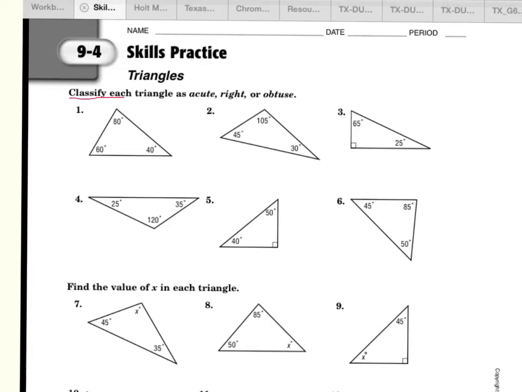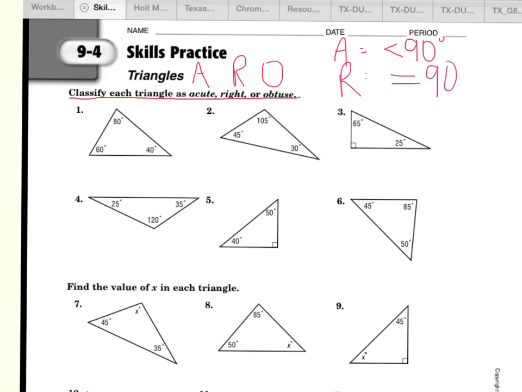The directions say classify each triangle as acute, right, or obtuse. So I'm just going to put A for acute, R for right, and O for obtuse. Remember, acute is less than 90 degrees. A right angle is equal to 90 degrees, and obtuse is greater than 90 degrees. Okay?